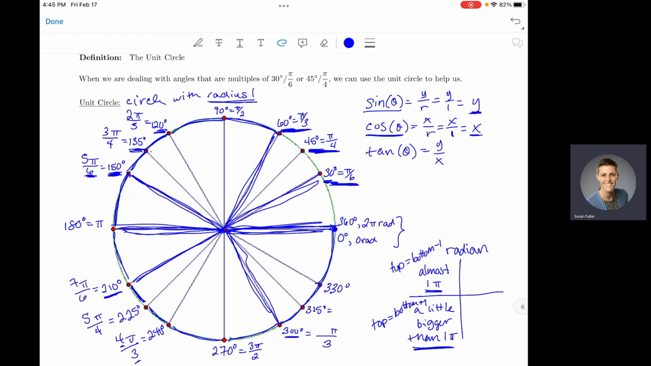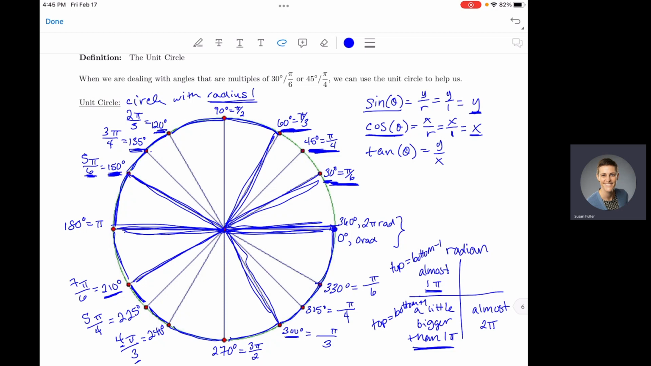315 degrees, that has a reference angle of 45 degrees. So I know this is going to be something pi over 4. And 330 degrees, that has a reference angle of 30 degrees. This is going to be something pi over 6. Now, in quadrant 4, our radian measures are going to be almost 2 pi.